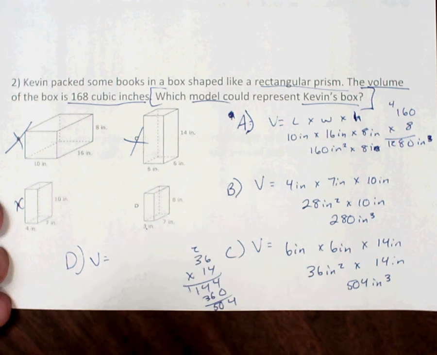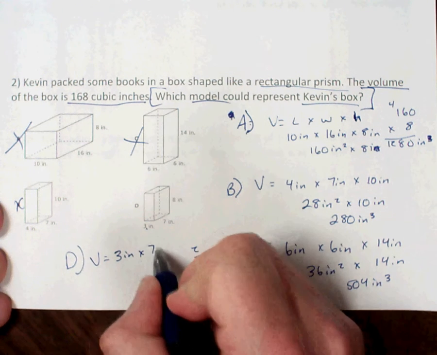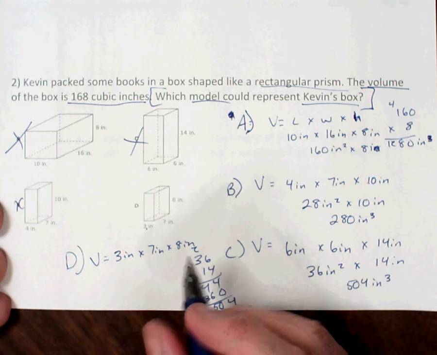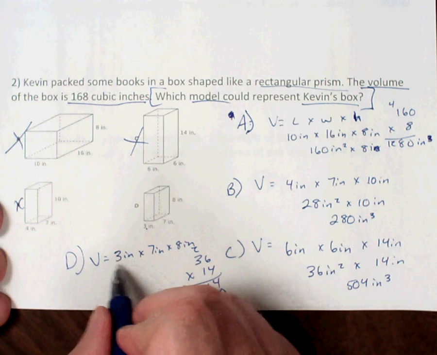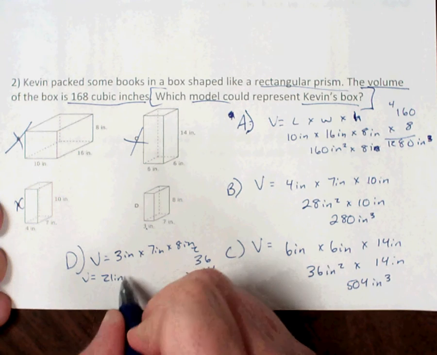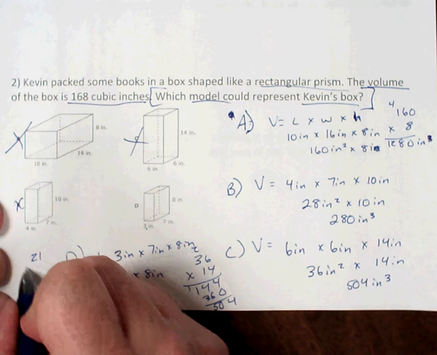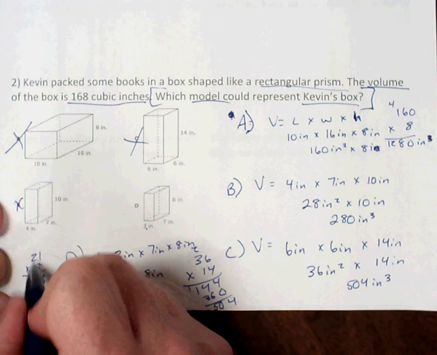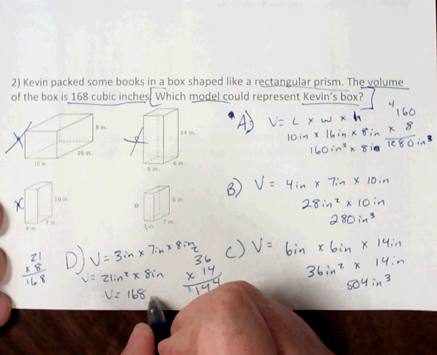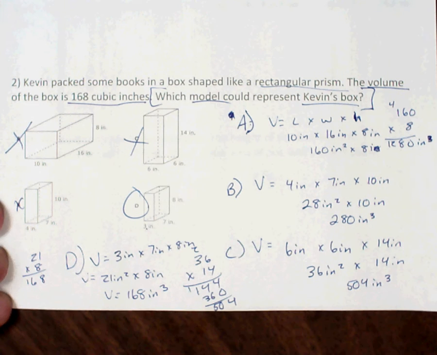All right, so I'm down to D. Hopefully D will have my correct answer. Otherwise, I've made an error somewhere. I have to shift over a little bit. All right, so the area of the base is going to be 3 times 7, which is 21 square inches times 8. Do that off to the side. And so we get 168 cubic inches, which is what I need. So my answer is D.